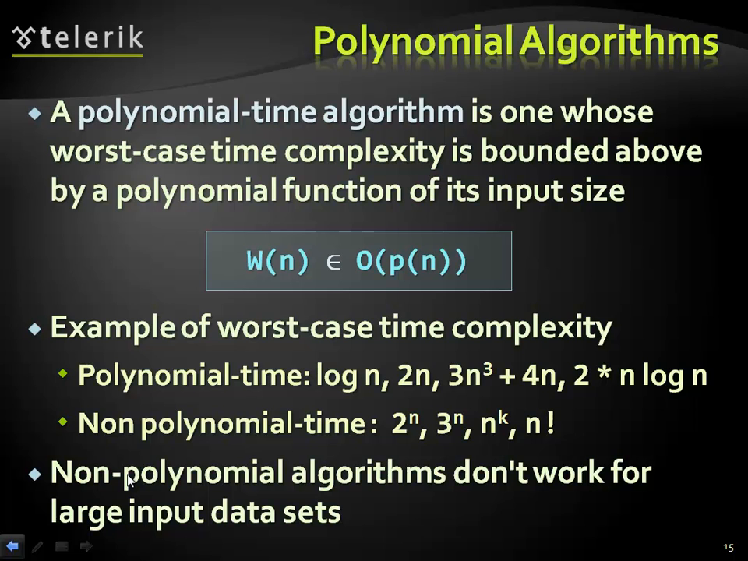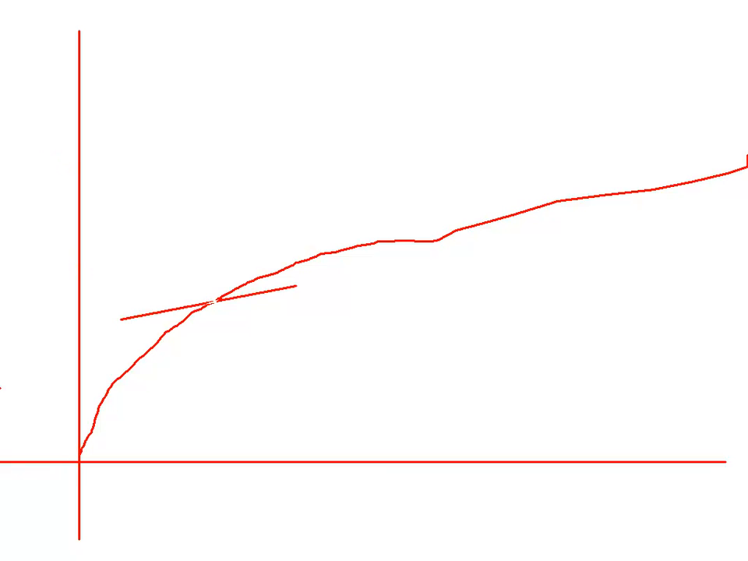Polynomial algorithms. I told you that if we have this coordinate system, and this is the function logarithm of n, this thing is somehow bounded. It can't go larger than this asymptote. What's an asymptote? You don't care too much. But this thing stops growing, basically. It still grows, but it grows very, very slowly.